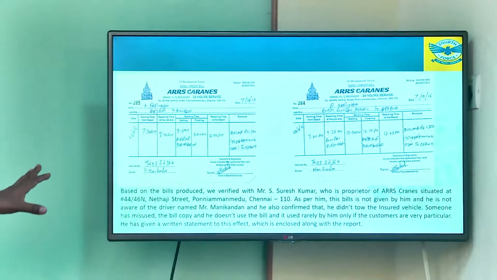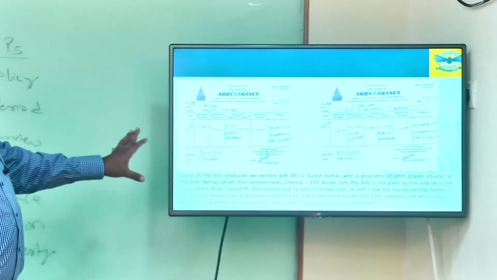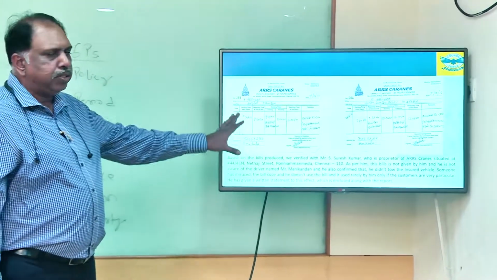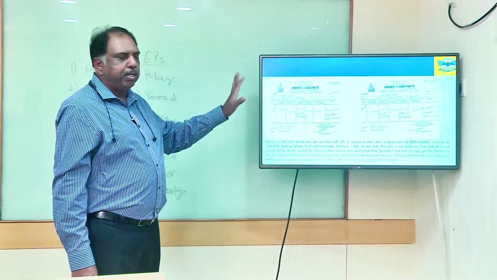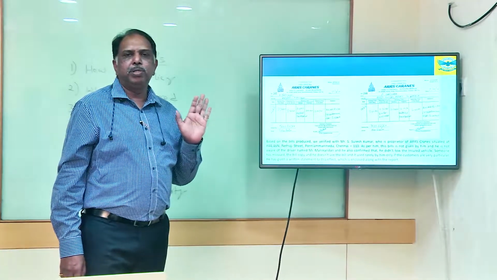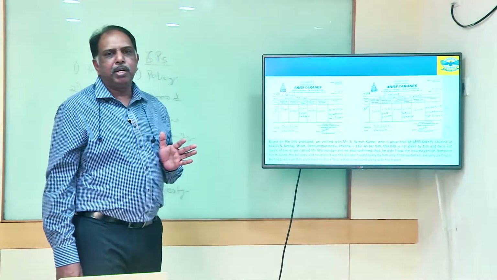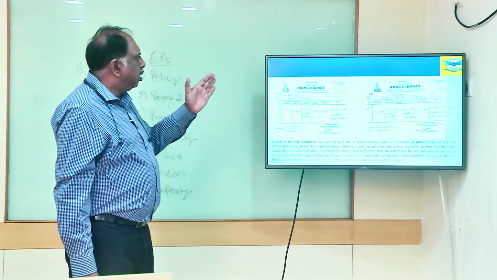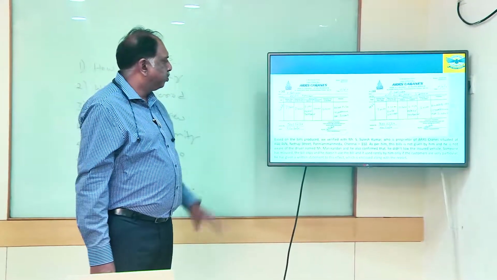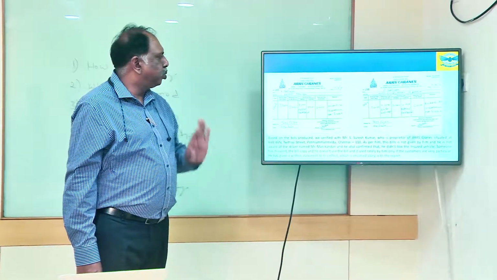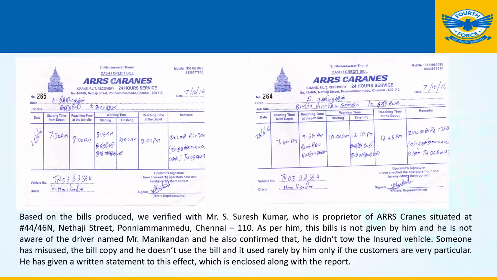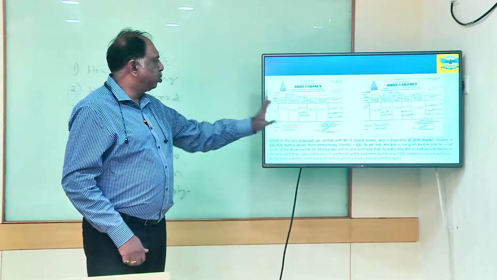Now I asked them for the bills, which they didn't provide to the insurance company. However, when we insisted that without the bills we cannot do any further claim processing, the insured gave us these two bills. Based on the bills produced, we verified with Mr. Suresh Kumar, who is the proprietor of this towing vehicle carrier, ARRS cranes, situated so and so.